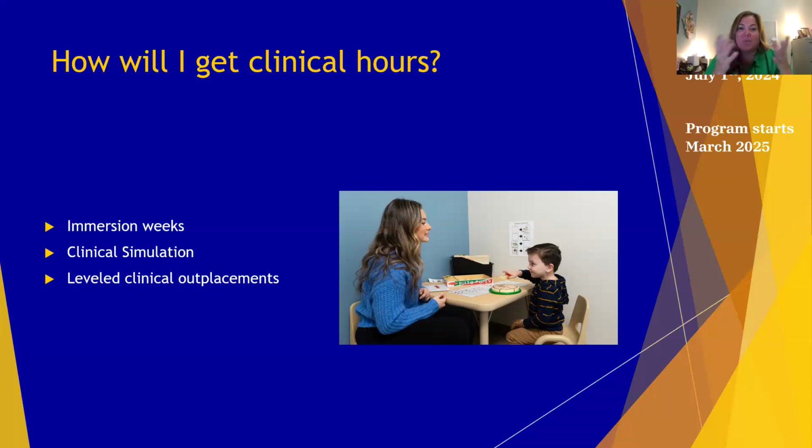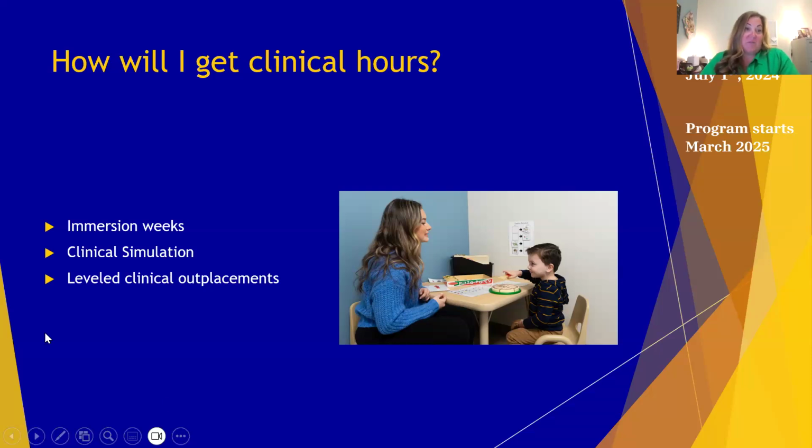As a big part of our program, getting your master's degree, you're earning clinical hours throughout the program. So our intention is that you're going to earn these hours through immersion weeks, clinical simulation, and leveled clinical outplacements, as Megan was just speaking about. The immersion weeks will be 2 weeks over the course of our programming, and they will occur in term 4 and term 6. And you'll be given plenty of information about those at the onset of the program.